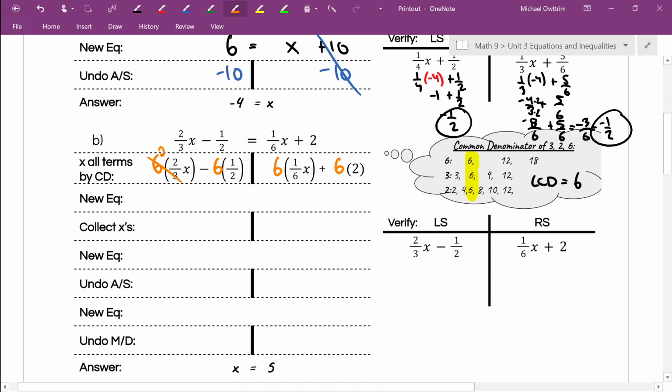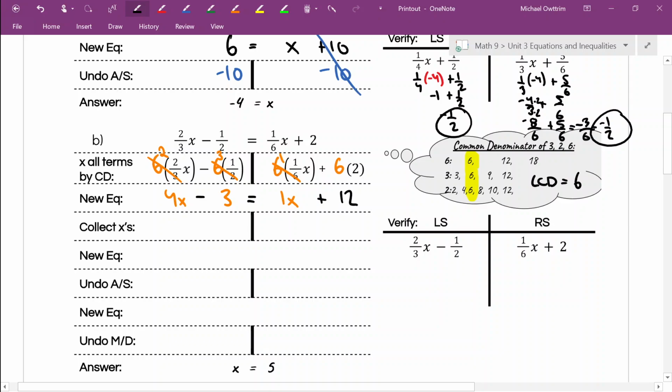6 divided by 3 gives us 2. 2 times 2x is 4x. We've got our subtract sign. 6 divided by 2 is 3. 3 times 1 is 3. We've got our equal sign. 6 divided by 6 is 1. And 1 times x is 1x, or just x. And then our 6 times 2 is 12 at the end there.